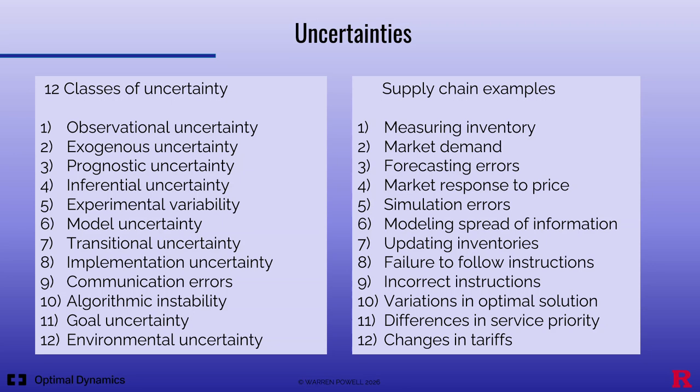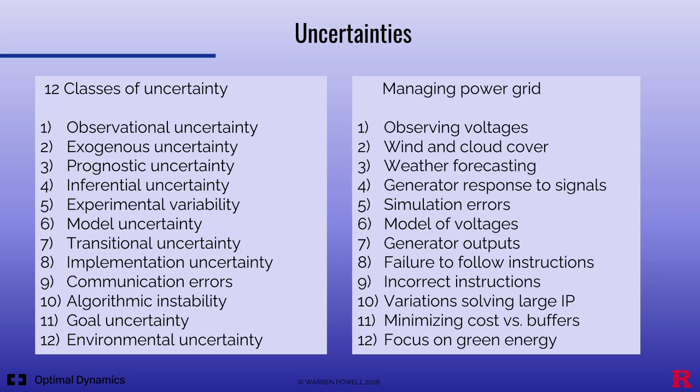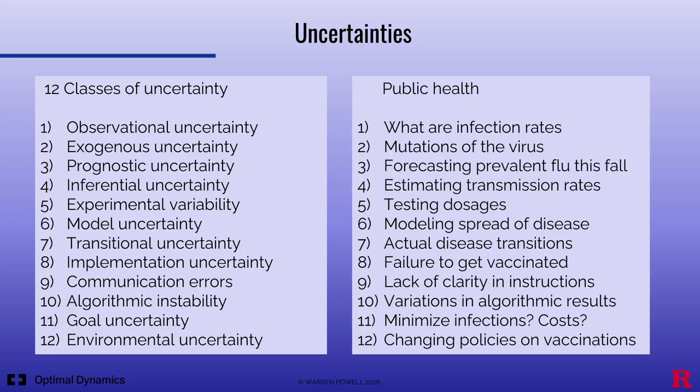Okay, now this is a supply chain example. Here's one for managing the power grid. Again, I only put one in each one. For these complicated problems, you are going to have all 12 classes, but you could have a simpler problem like playing chess where there's only one class of uncertainty, which is the behavior of the opponent. Here's a public health example.